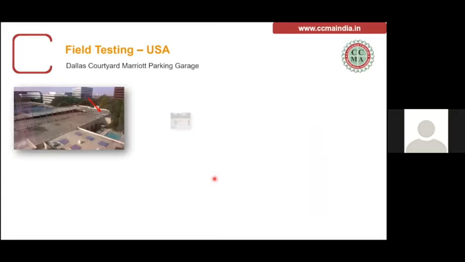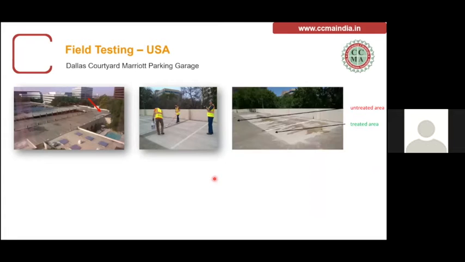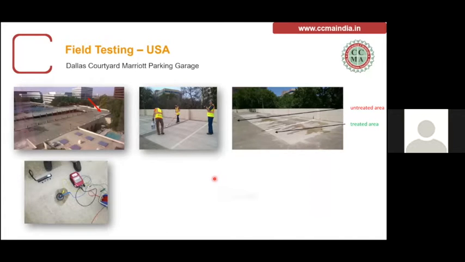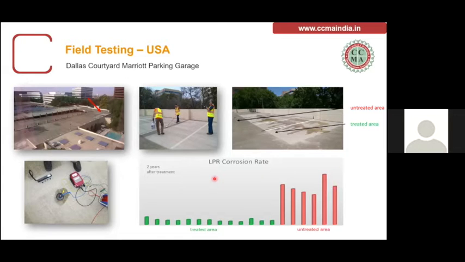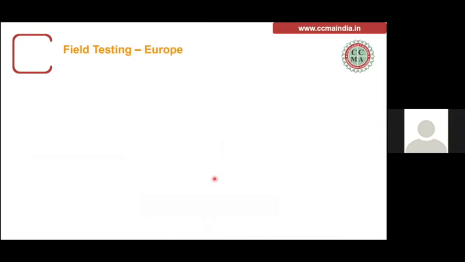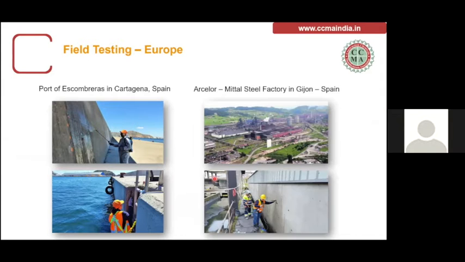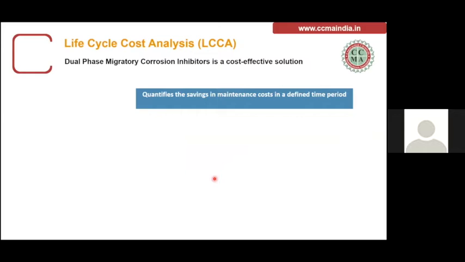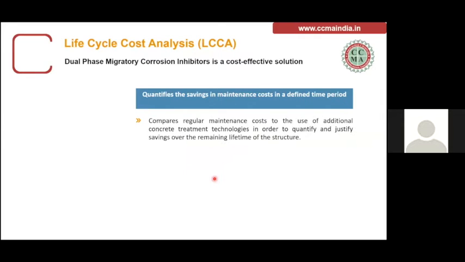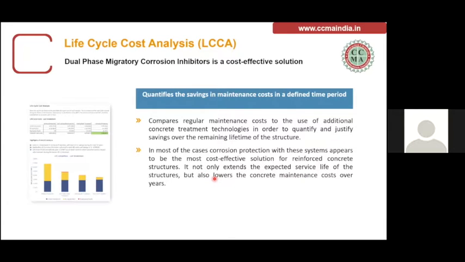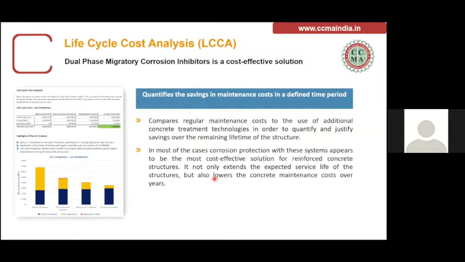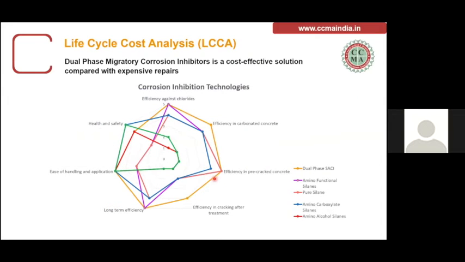And you can see just a few of the areas where these systems have been successfully applied, and they have been checked even after 2 years of the treatment, where the technology has functioned. A few of the ports and the jetties and factories in Gijon in Spain. So overall, if you summarize, it's a very cost-effective solution in terms of the service life of a structure, and it quantifies the savings in the maintenance cost over a period of time, and that's what we are looking at.